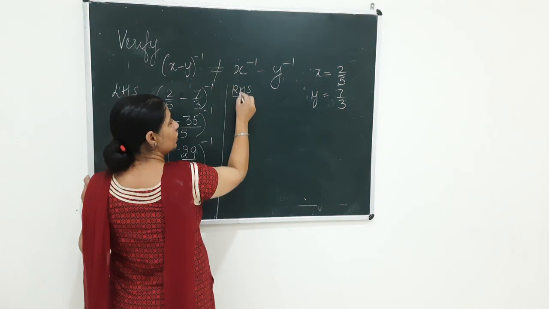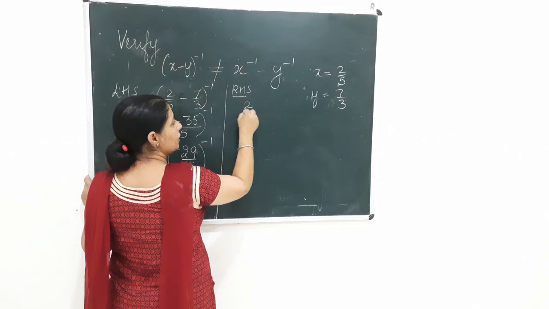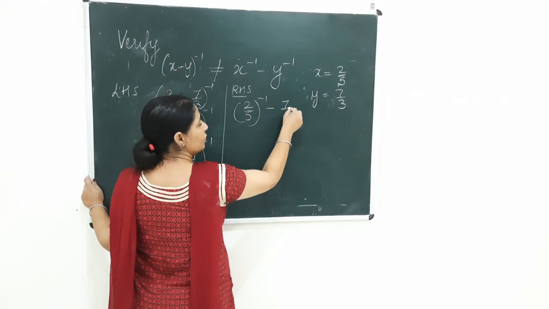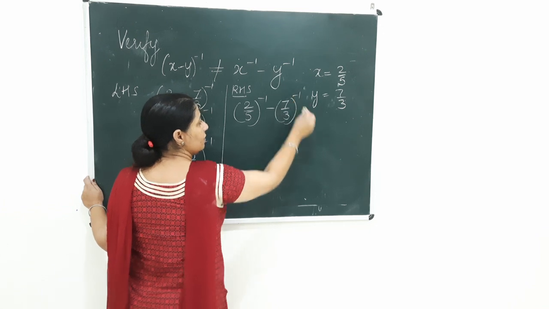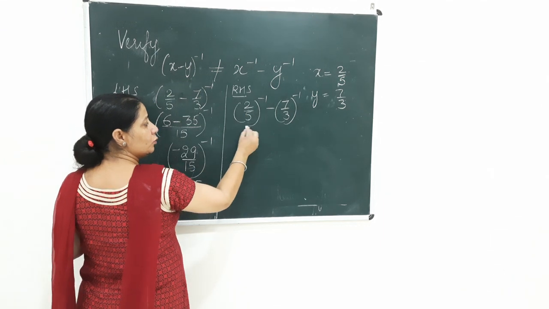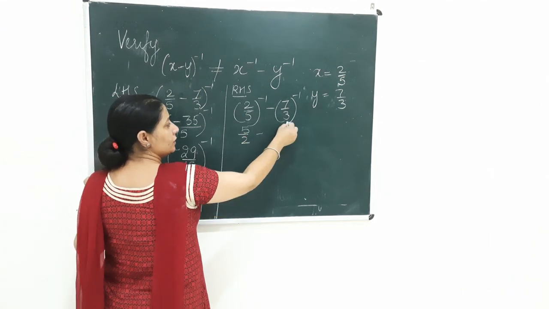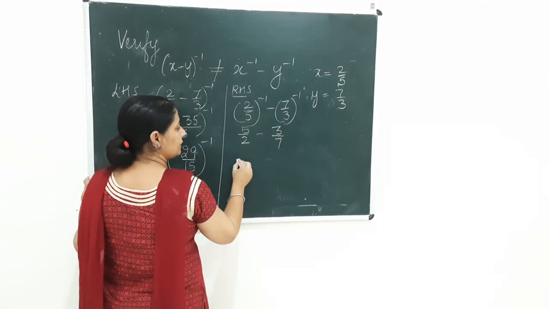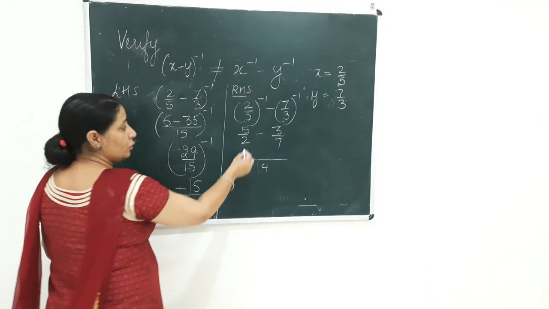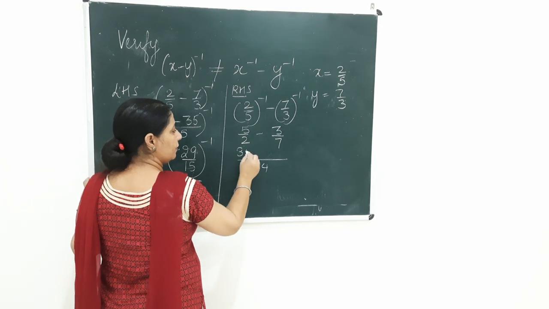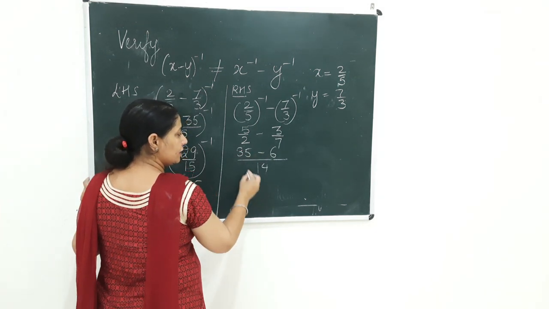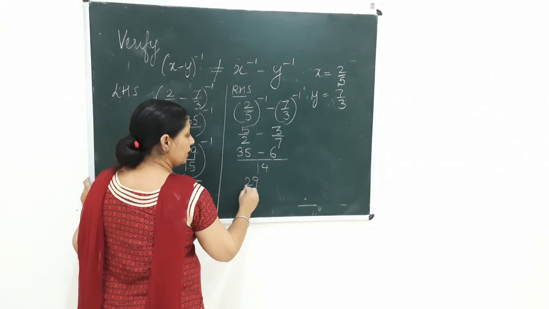The right hand side was x power minus 1, which means 2 by 5 raised to power minus 1, minus y, which is 7 by 3 raised to power minus 1. Negative to positive: take the reciprocal of this. This will be 5 by 2. This will be 3 by 7. Now let's take the LCM. The LCM of 2 and 7 will be equal to 14. Now 2 7s are 14, 7 5s are 35, 7 2s are 14, 3 2s are 6. So 35 minus 6 is equal to 29 by 14.